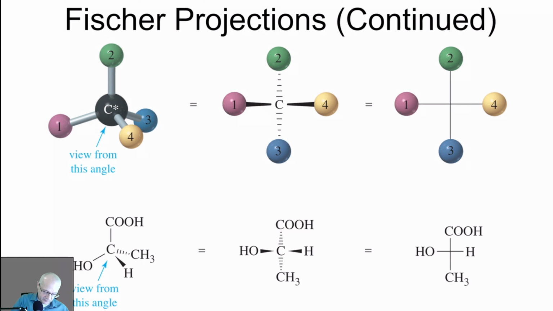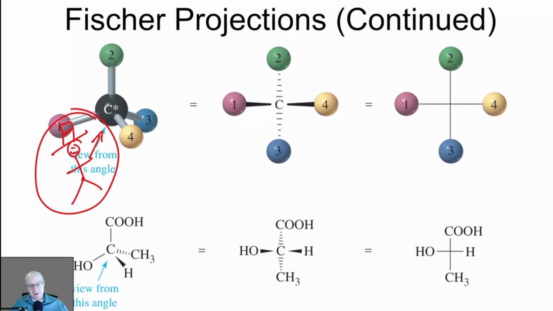So we're standing here. As we're looking into the carbon, group number 1 is coming towards me on my left. Group number 4 is coming towards me on my right. Group number 2 is up but away from me. Group number 3 is down and away from me. From this point of view, a model kit is helpful at this point.